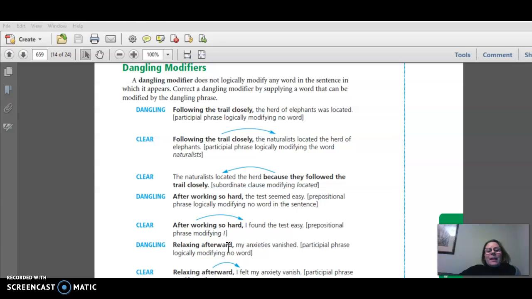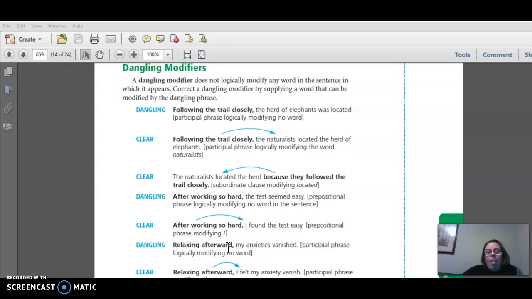Okay, and then a dangling modifier does not logically modify any word in the sentence in which it appears, and you would correct a dangling modifier by supplying a word that can be modified by the dangling phrase. Ooh, that's a lot of words. Let's see what that means, okay?